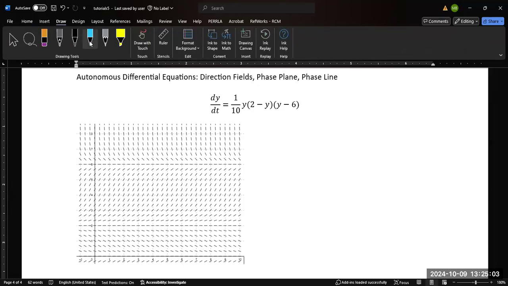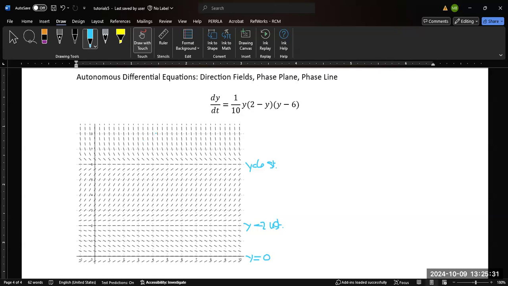So for example, here is our equilibrium at y equals 6. This is stable. Just going to mark it with an ST. This is y equals 2. We're going to mark this with an unstable. And then, of course, y equals 0 is our other equilibrium. Again, these are the only places that the slope can change.